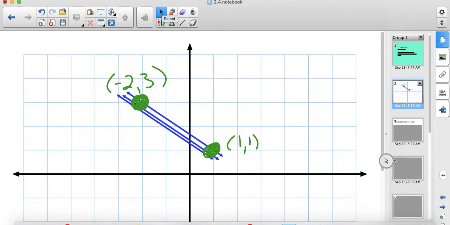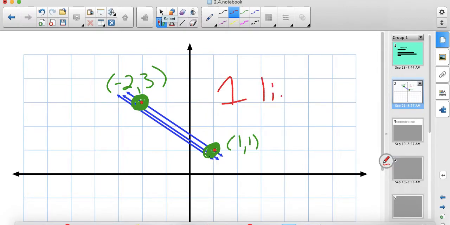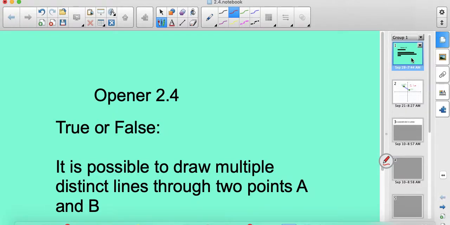Because to be a distinct line, it means that you have to be able to tell the difference between them. So when you're looking at this, the idea is, my point is actually this little finite thing that's here. So to go through those 2 points, there's only going to be one line that will do that. So our opener is false.